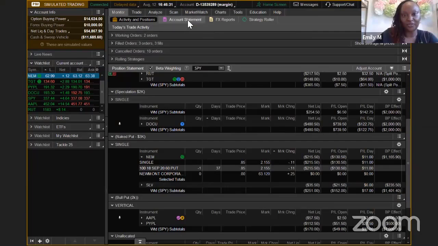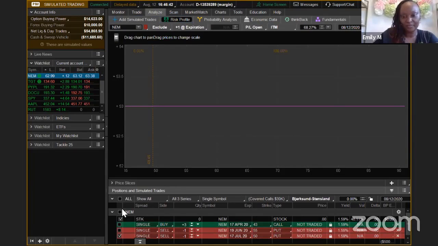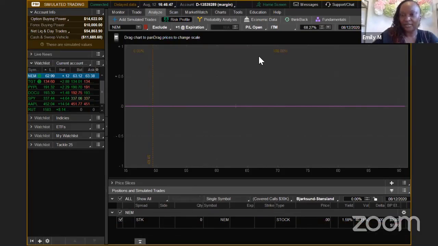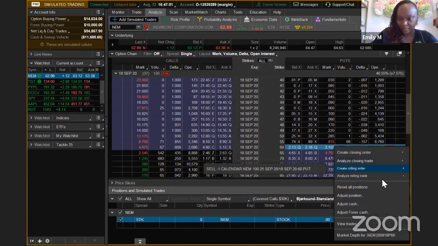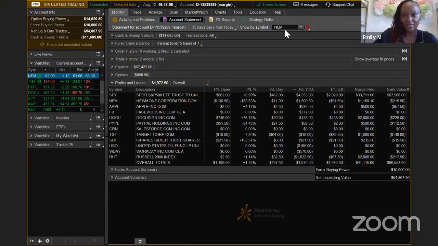And let's go to Analyze risk profile. So here's that. And then if I look at the risk profile there on Newmont, wait a second. Where is my Newmont trade? Let's go there.